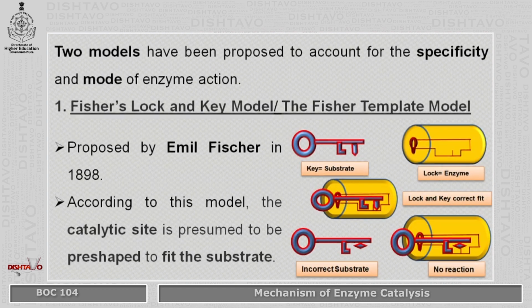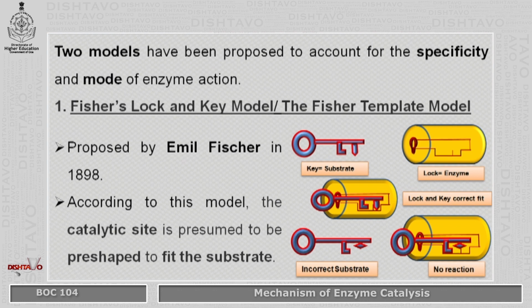Two models have been proposed to account for the specificity and mode of enzyme action. The first one is Fisher's lock and key model, which is also called as the Fisher template model. This model was proposed by Emil Fischer in 1898. According to this model, the catalytic site is presumed to be pre-shaped to fit the substrate. The enzyme and substrate complex is being compared with the lock and key.